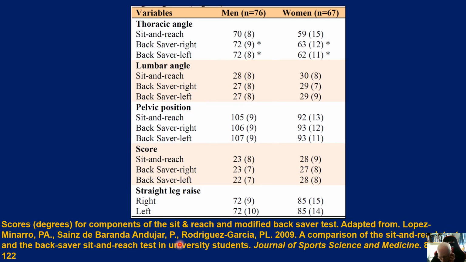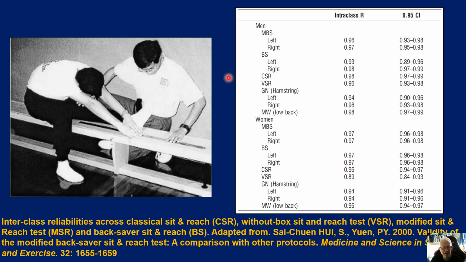Now, if we then come to this paper, this is a 2009 paper, published in the Journal of Sports Science and Medicine, and they've done the same kind of thing here. What they've done is they've got our modified sit and reach. Now, they have then recorded the articulation around different regions of the body. So if we go back, I'll just show you how they did it.